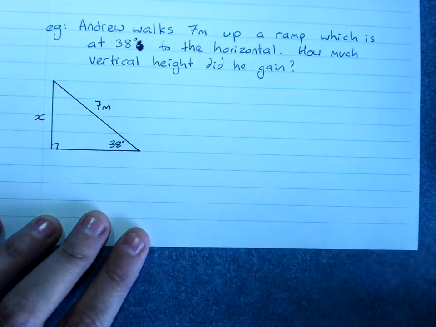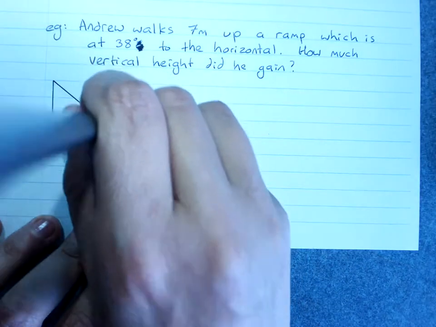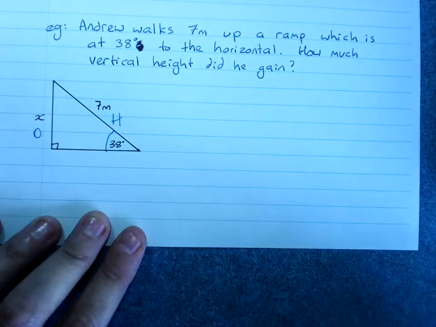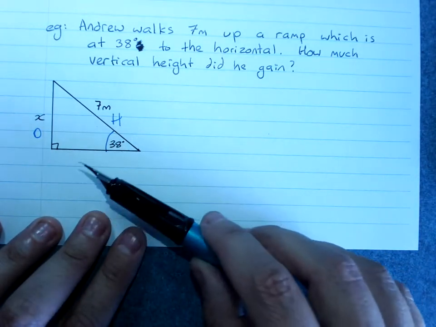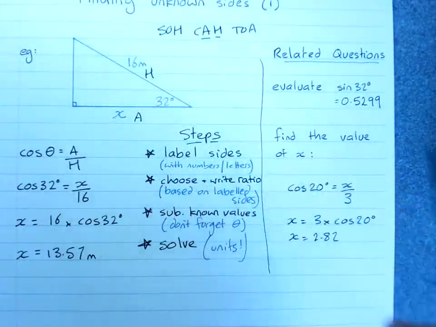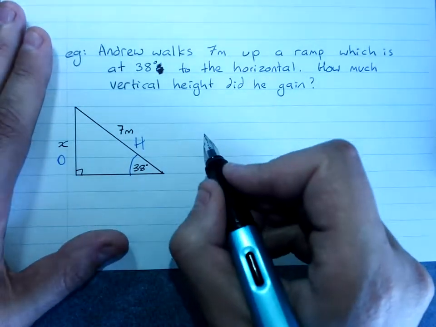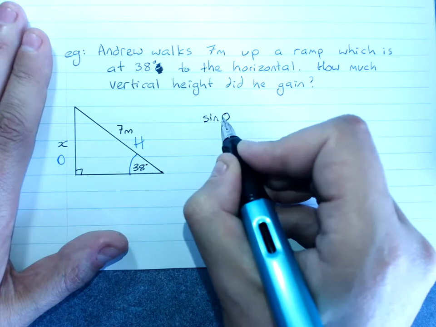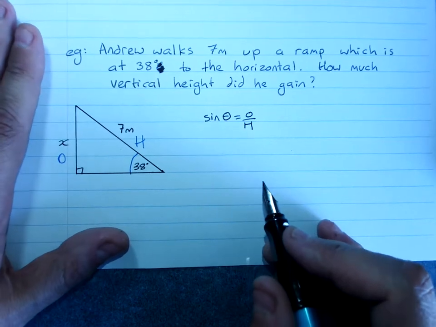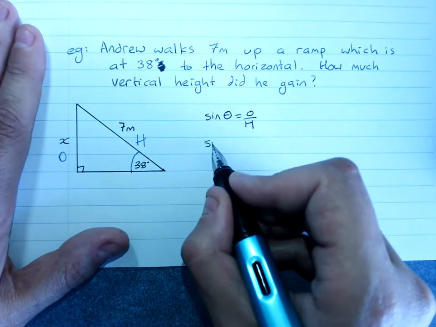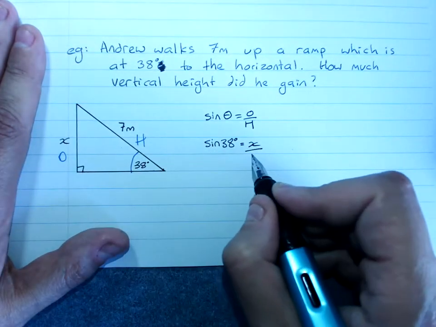Label the sides that have something on them. The angle doesn't count, the angle is inside. So this side is my hypotenuse, this side is my opposite. Second step, choose and write the ratio based on which sides I've got. Go back to SOHCAHTOA. I've got the opposite and the hypotenuse. I've got the sine ratio I can use. Write your ratio. Sine of the angle is opposite over hypotenuse. Substitute the known values, including the angle. Sine of 38 degrees equals, opposite is x, over 7.